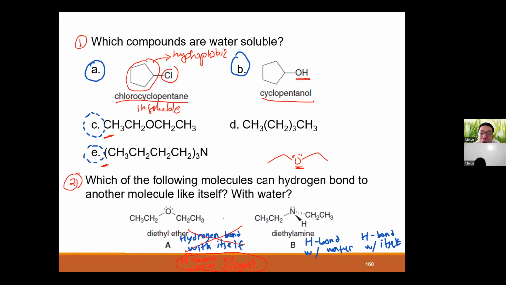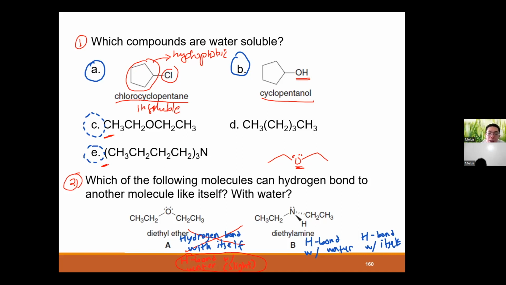Your hydrogen must be bonded dun sa highly electronegative element. Isa ding reason yun kung bakit si chlorocyclopentane, Josh, hindi siya soluble. Hindi kasi kaya ni chlorocyclopentane mag-hydrogen bond with itself because you don't have hydrogen that can bond with chlorine. So, yeah.